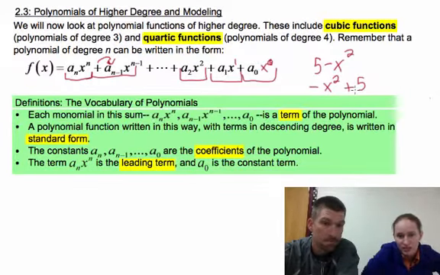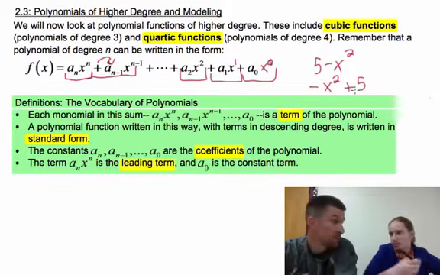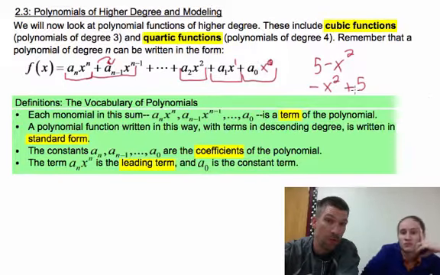The constants in front, all of those a's, are the coefficients of the polynomial. We call the first term, if it's in standard form, the leading term, and it has a leading coefficient, which we talked about the other day. If you're leading a race, you're in first place.